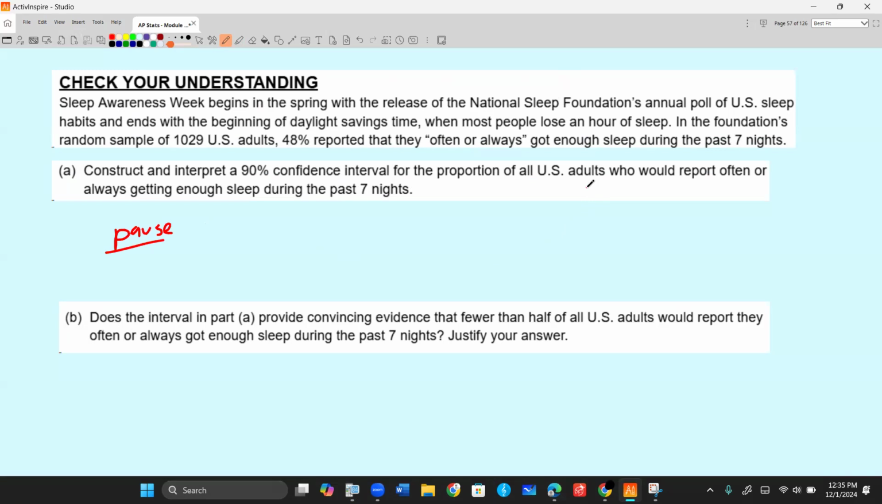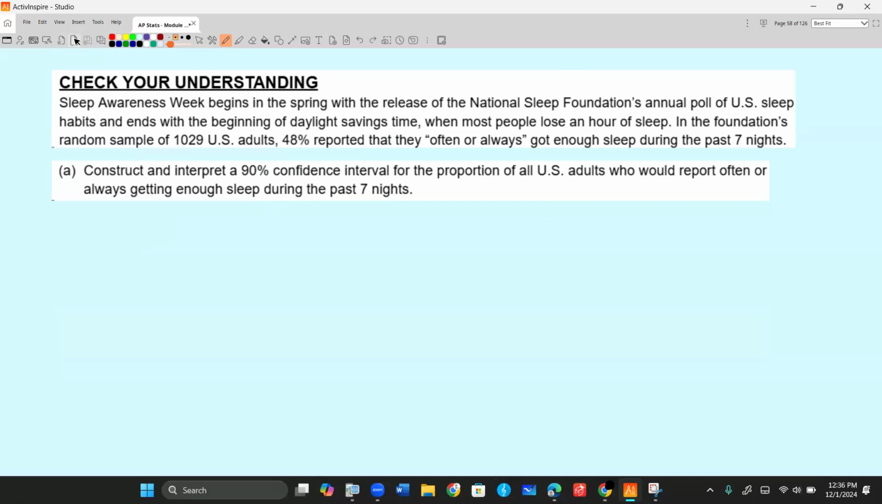And then part B is the follow-up question. In this case, it's asking if the interval provides convincing evidence that fewer than half of all US adults would report they often or always got enough sleep during the past 7 nights. Justify your answer. So try this question on your own. Follow those 5 steps, and we're going to go through it in 3, 2, 1.